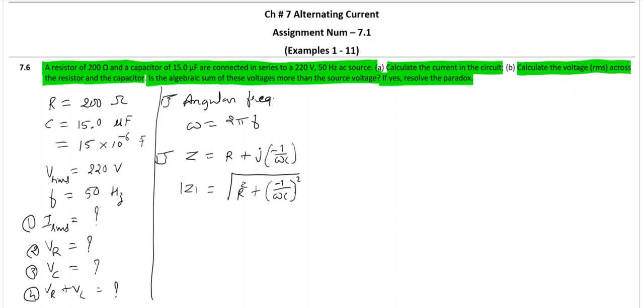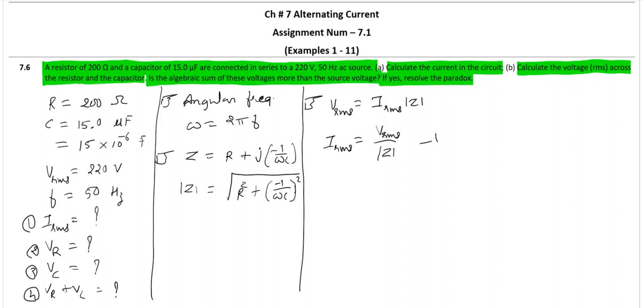Once you have mod Z calculated, you can find out IRMS. How to find out IRMS? So we know that VRMS is IRMS into mod Z. So you will get IRMS, which is VRMS 220 volt by mod Z, and that is your result 1. Once you have IRMS calculated, you can find out voltage across individual component.